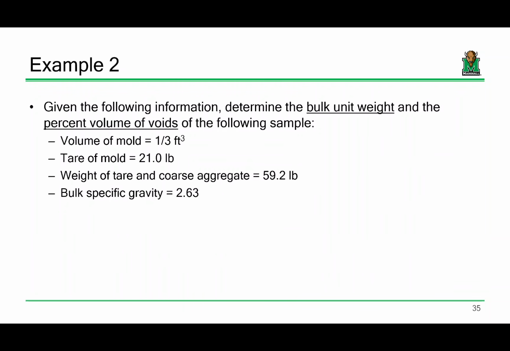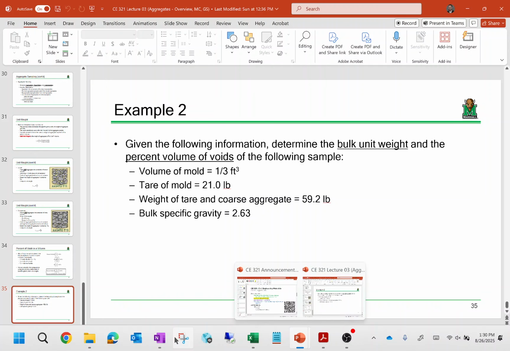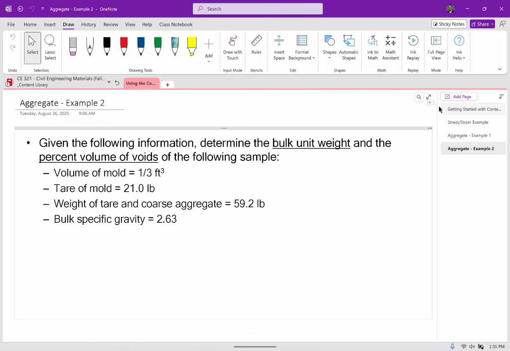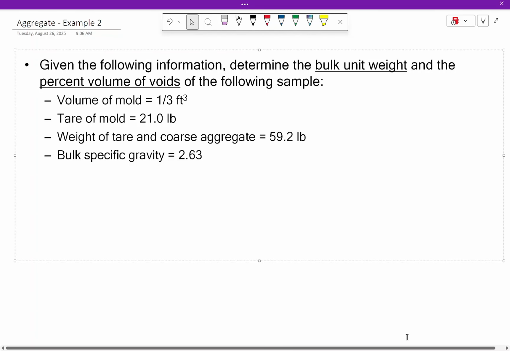Okay, the easiest way to work through that is to go through an example. Let's do that one real quick before we go down to lab. I think you'll find this is a pretty straightforward enterprise. So what we're going to do is determine, for a given sample, the bulk unit weight and the percent volume of voids. I think you'll find this is a pretty straightforward process.